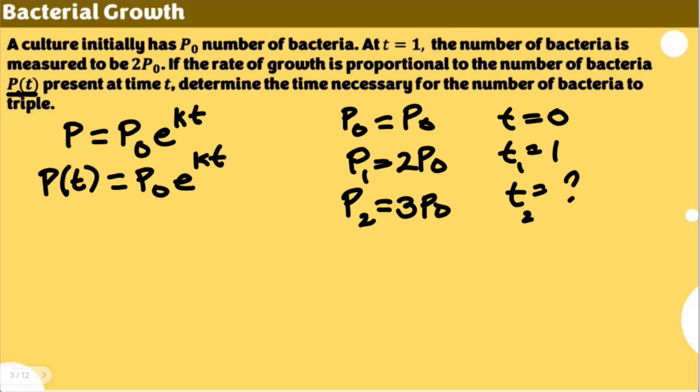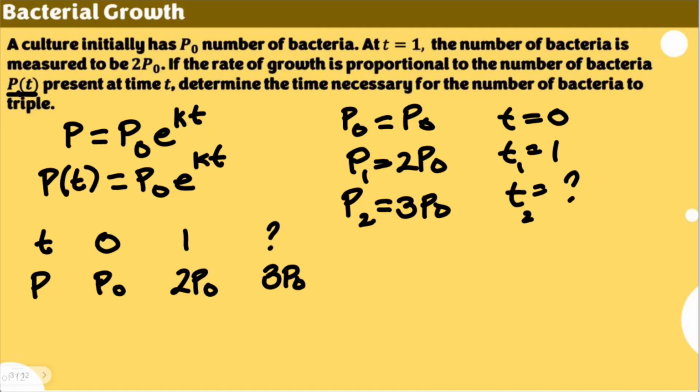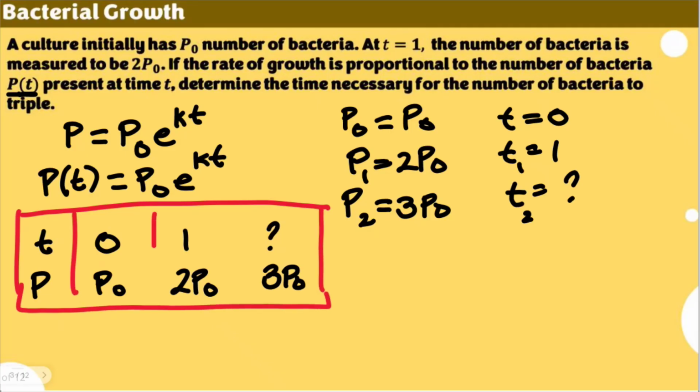So if we're going to come up with a table as well, you can have here t in hours, and here your population. At t equal to 0, it's still P sub 0, the initial. At t equal to 1, we have twice P sub 0. And at t, we don't know, we are going to identify the time intended for that. So for this, we are going to plug that in our problem, but of course, you can come up with a table here. This table may help you. Just look at the relationship.